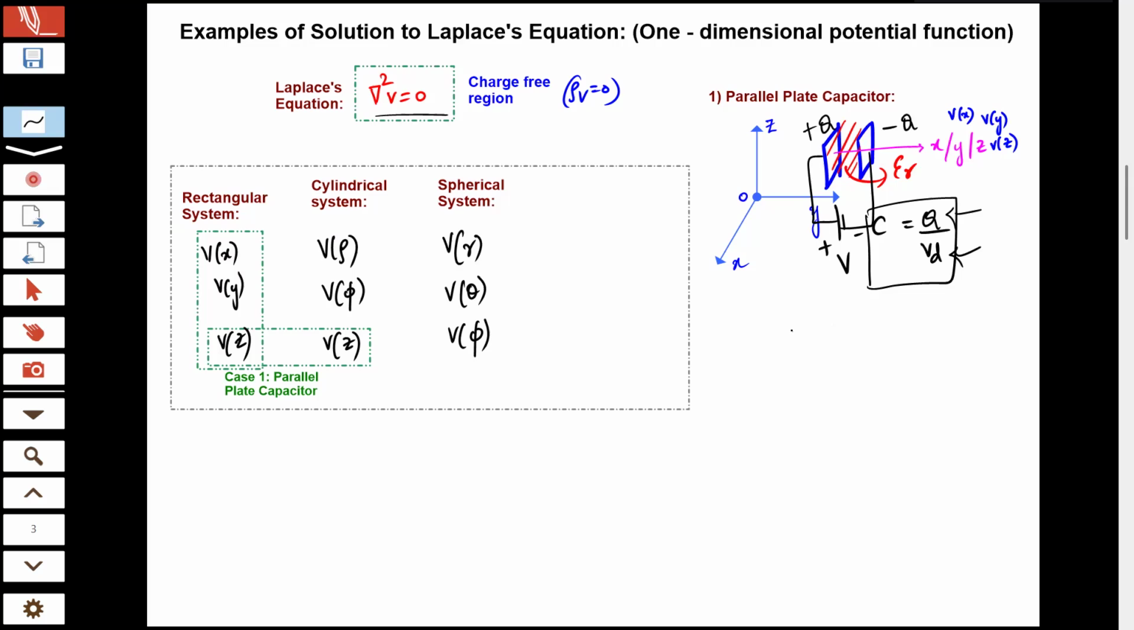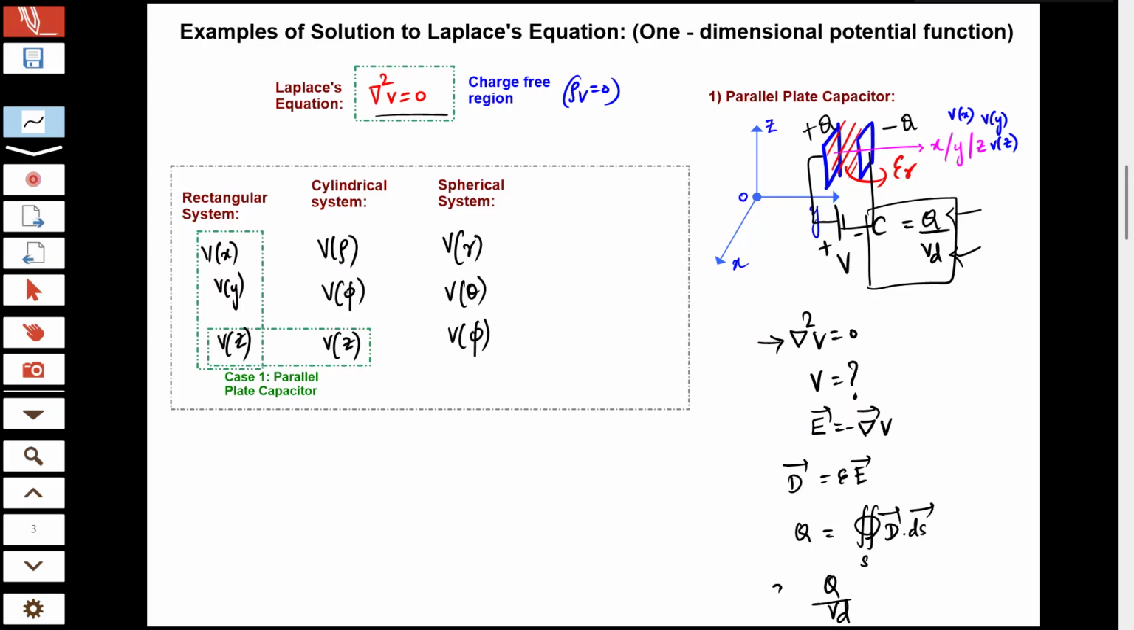How can we solve this? By taking the Laplace equation, del square V equals 0, we will solve this equation to find the potential. After knowing the potential function, we can find the electric field intensity, which is the negative gradient of potential. After knowing the electric field intensity, we can find the electric flux density, which is epsilon times E vector. And charge concentration can be estimated as the surface integration of D dot dS. This is from Gauss law. Now, if we know the charge concentration, then the ratio of charge concentration divided by difference in potential gives the capacitance.